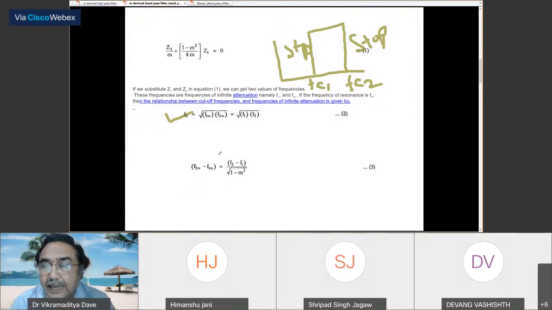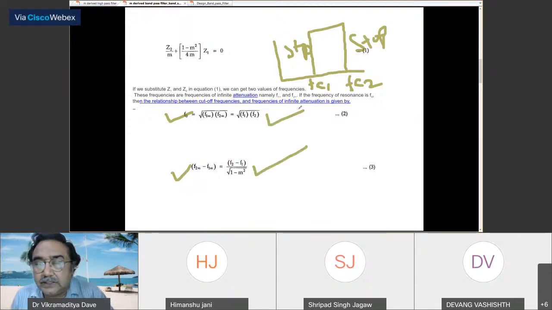Then another equation, on the fundamental basis of the M-derived filters which you have gone through in the very first slides, we can also write that f2 infinity minus f1 infinity is equal to f2 minus f1 upon the square root of 1 minus m square. This is a very easy formula, and it is true for all types of M-derived filters. In the band pass filter, the relationship between the cutoff frequencies and the frequencies of infinite attenuation is f2 infinity minus f1 infinity equals the difference of the two cutoff frequencies divided by the square root of 1 minus m square.